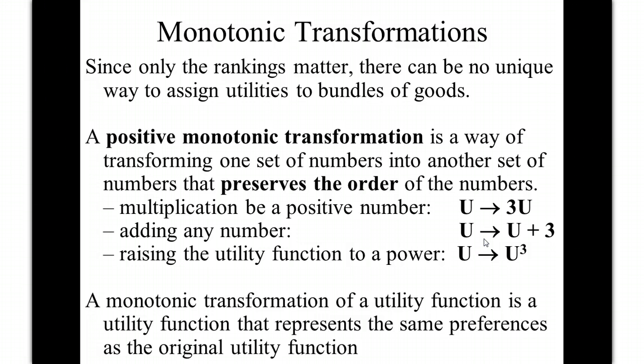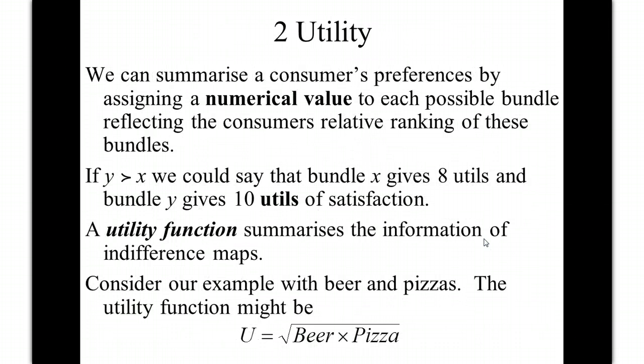So if a person rates or ranks a particular set of goods in a particular order, the utility function just has to satisfy that. The numbers don't really matter. A monotonic transformation of a utility function is a utility function that represents the same preferences as the original utility function. So if this down here is a utility function we're going to use, we could multiply it by 3. We could add 3 to it. We could get the cube of it. As long as the order stays the same, the utility function is useful.